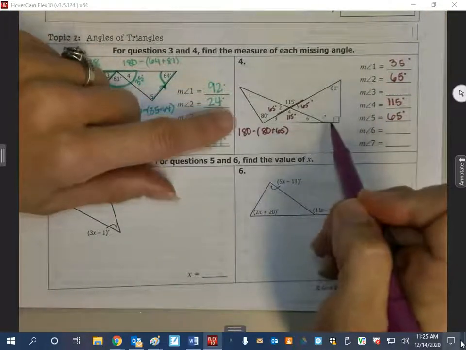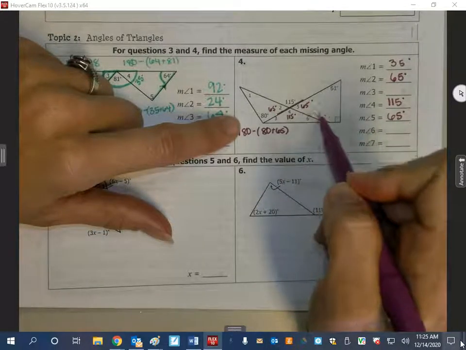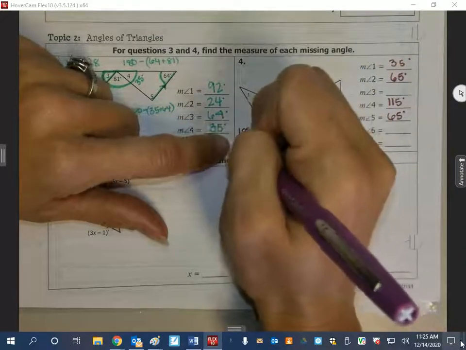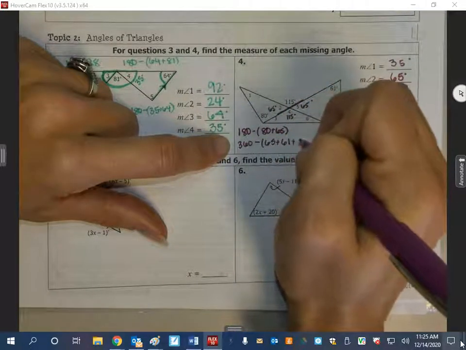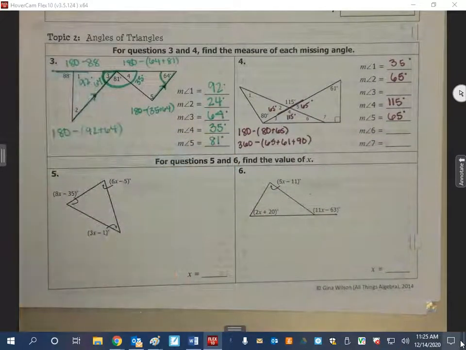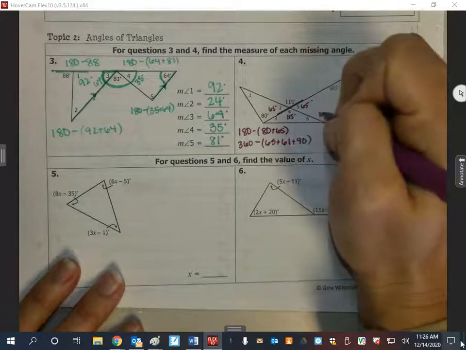All right, we can also find angle 7 here because all 4 of these angles in this quadrilateral have to add up to be 360, and this one is 90. So we do 360 minus (65 plus 61 plus 90). 65 plus 61 is 126, plus 90 is 216, and 360 minus 216 is 144. So angle 7 is 144.